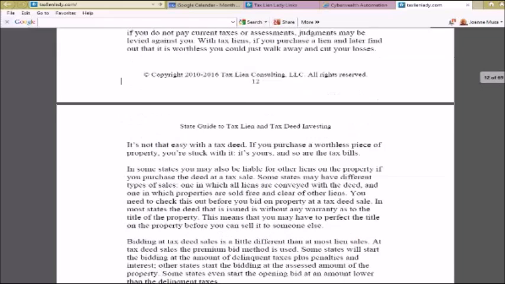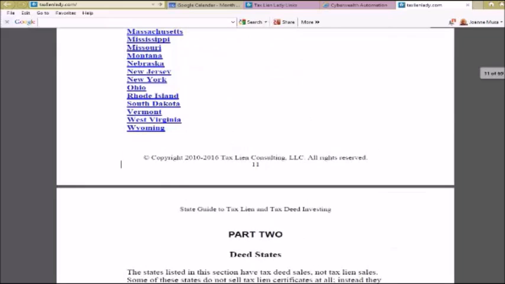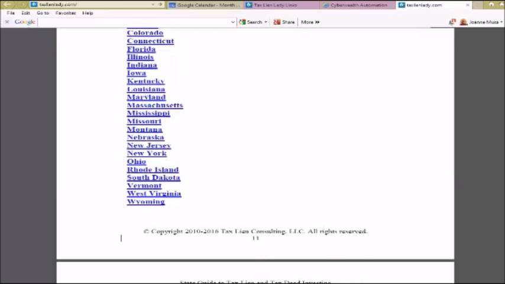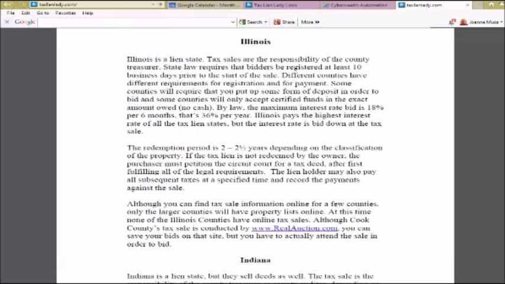Now, a lot of people ask me, I want to know which state has the highest interest rate. Well, I will tell you that doesn't mean a lot. But I'll tell you right now which state it is. It's Illinois. In Illinois, the interest is 18% per 6 months, and it's a penalty, not an annualized interest, which means that if you buy a lien in Illinois and you happen to get 18%, and that lien redeems in month 7, you get 36%, because it's 18% per 6 months, but it's a penalty, not an annualized rate.